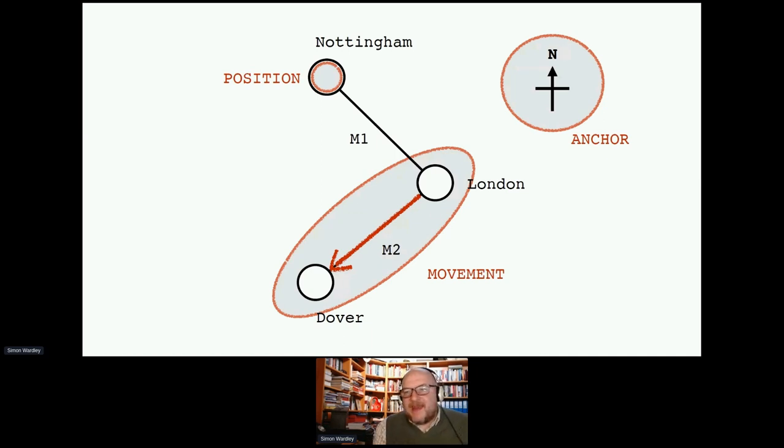Well, the three characteristics you need is an anchor, such as magnetic north, position of pieces, this is north, south, east, or west of that, and something known as consistency of movement. So if I'm going north, I'm going north. If I'm going south, I'm going south. So I need anchor, position, and movement.